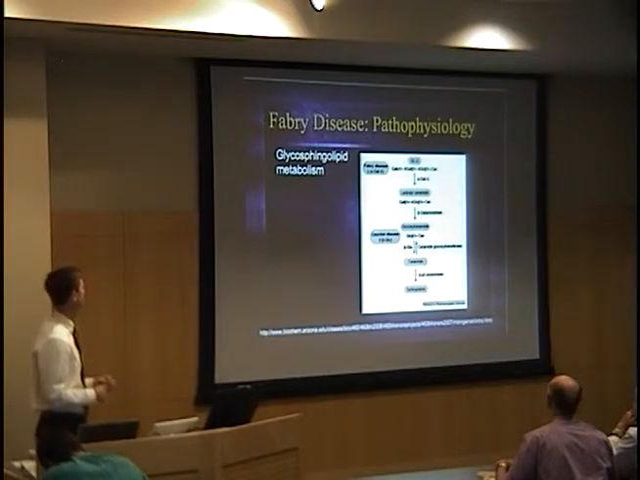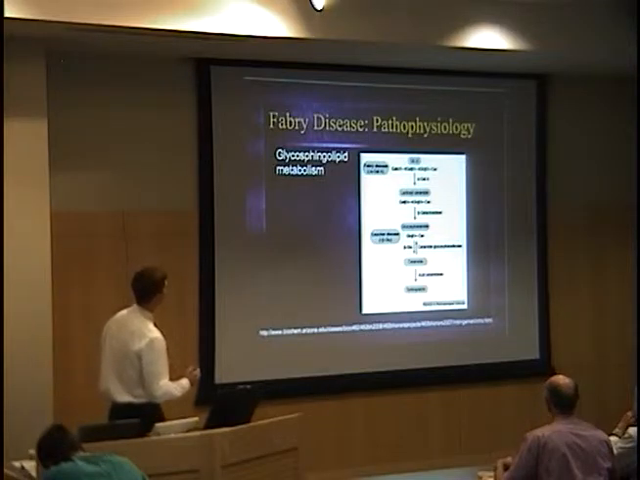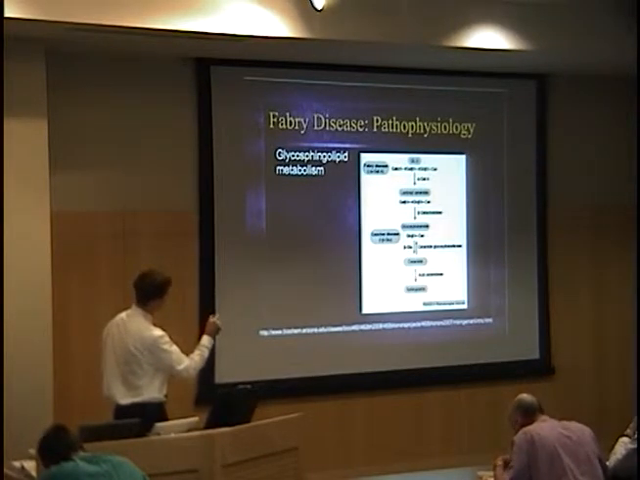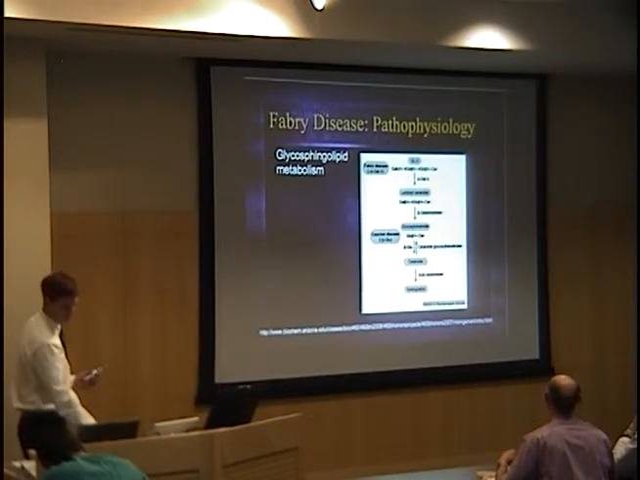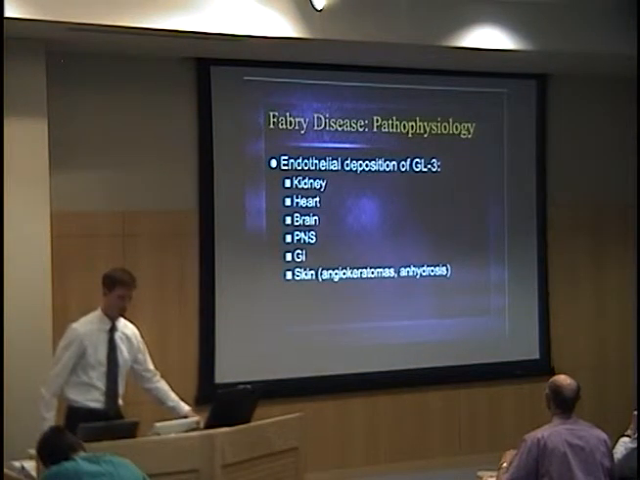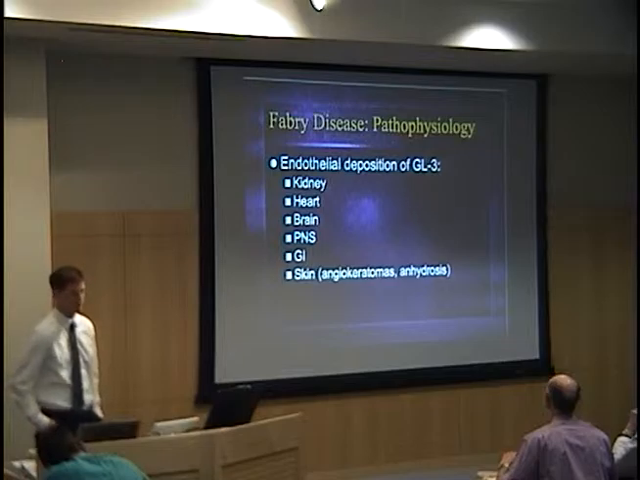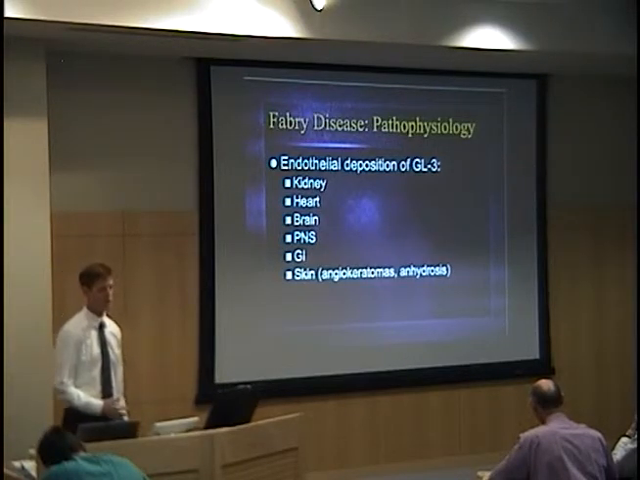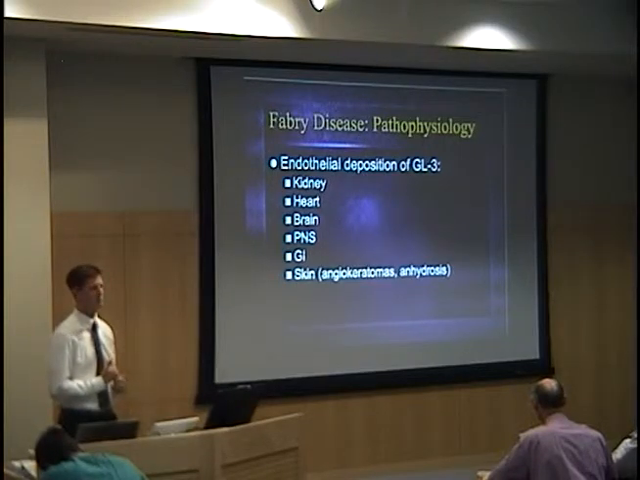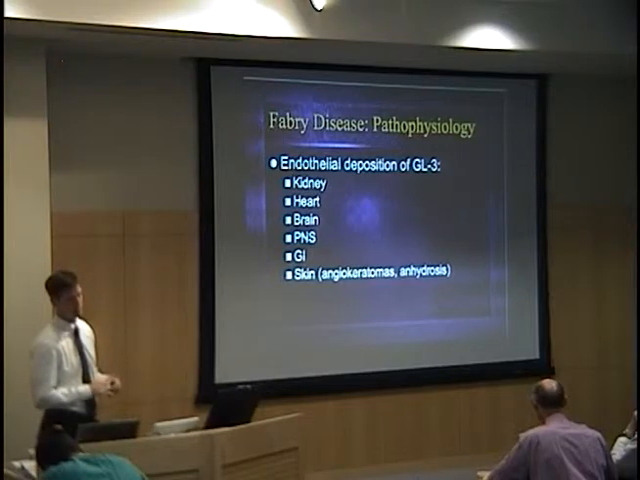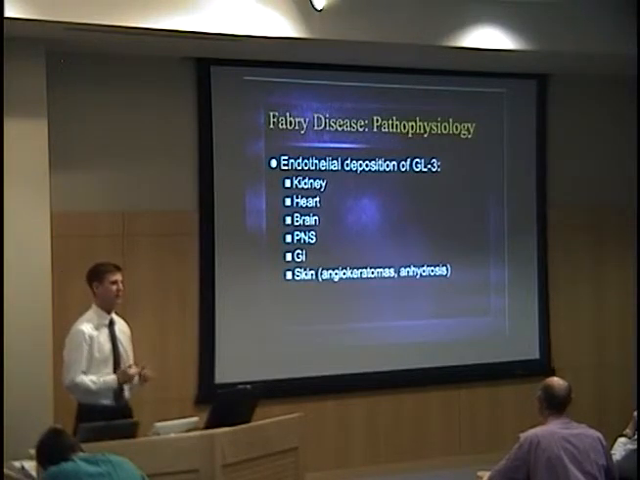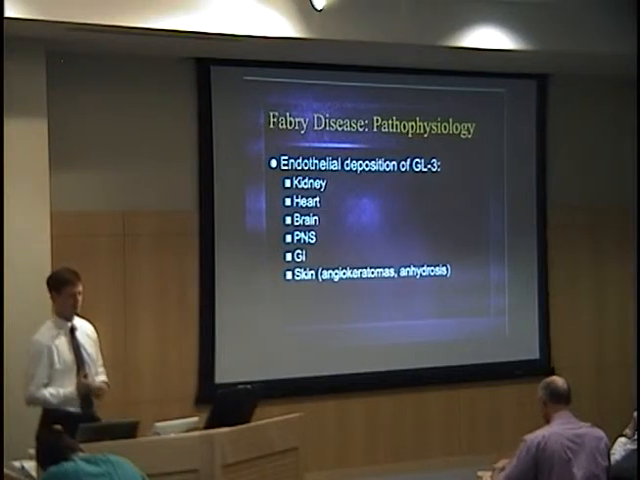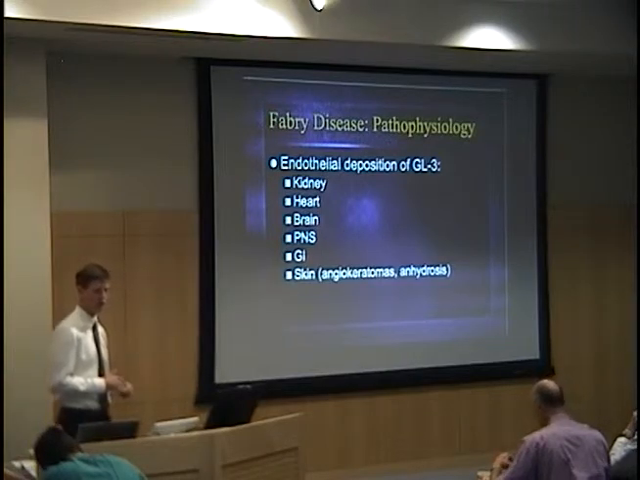This is just the pathway that the glycosphingolipid metabolism follows. So if you're missing the alpha-gal-A enzyme here, you can see you develop Fabry disease. If it's lower down on the pathway, you can develop Gaucher's disease. The GL3 material deposits in all the cells of the body, but it causes the most dysfunction within endothelial cells. So you have, as I mentioned, kidney problems. In the heart, you can get cardiomyopathy in addition to ischemic events, cerebrovascular accidents in the brain. In the peripheral nervous system, you get the acroparesthesias. In the GI tract, due to deposition within the blood vessels and the nerves, you get bouts of diarrhea and abdominal pain, and in the skin, the angiokeratomas and anhidrosis.